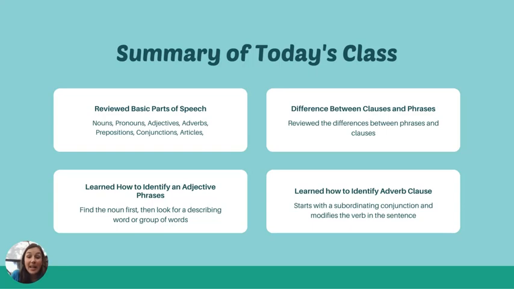We learned how to identify adjective phrases. Remember, first you want to find the noun and then look for a describing word or group of words and a preposition that goes with that. And lastly, we learned how to identify adverb clauses. Remember, they start with subordinating conjunctions and modify the verb in the sentence.